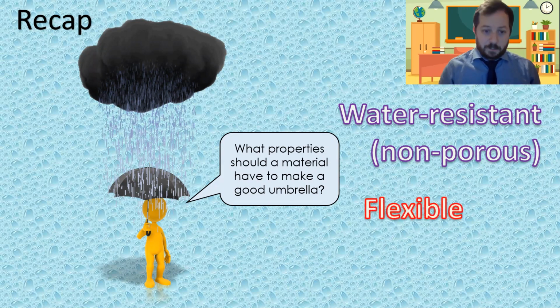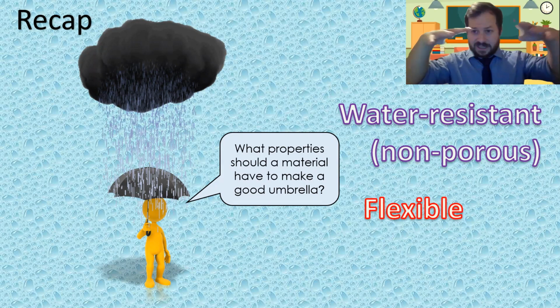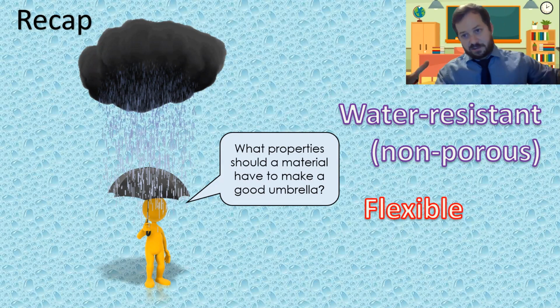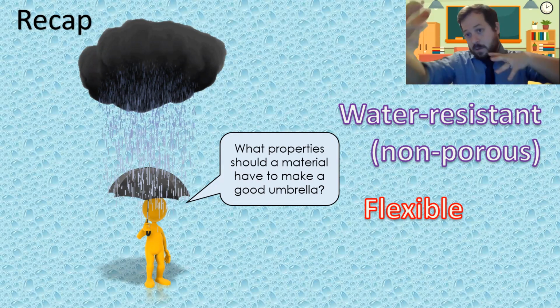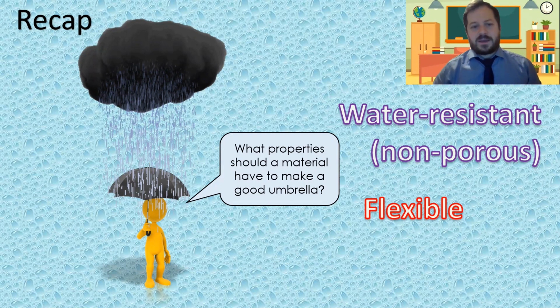The next one's flexible. When you think about how an umbrella works, it sits on top of a frame and is stretched out across this frame in order to make the shape of the umbrella. If it wasn't flexible and it was very rigid, then we wouldn't be able to do that. And also, we wouldn't be able to put an umbrella up and down, so you'd have to carry around an open umbrella the entire time as well.